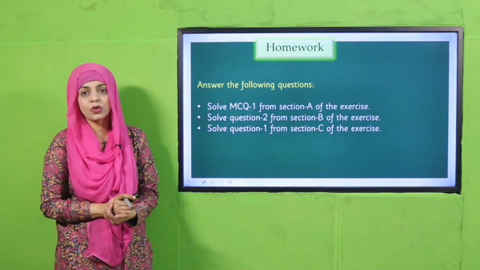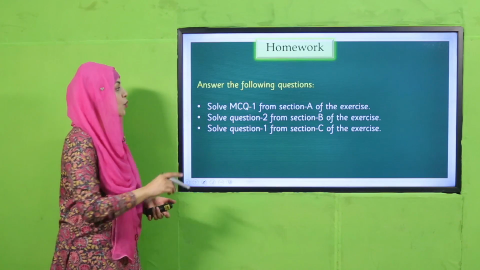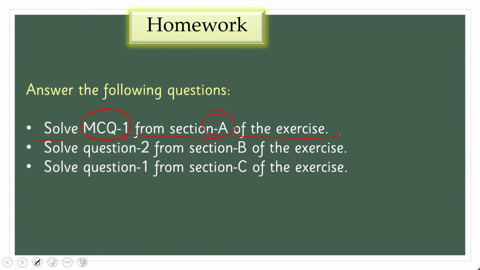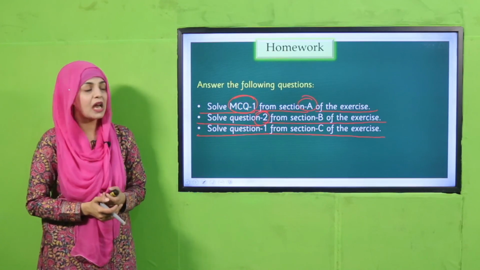So my dear students, quickly note down the homework. For the homework, you will solve MCQ number 1 in your books from section A of the exercise given in your book, and solve question number 2 from section B of the exercise. Solve question number 1 from section C of the exercise. Quickly pause the video and note down the homework. I hope you have done it.